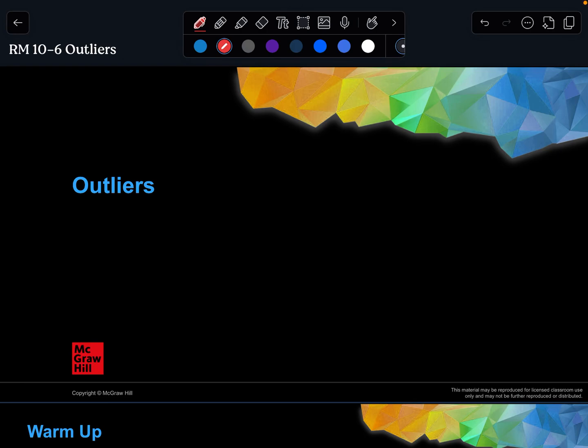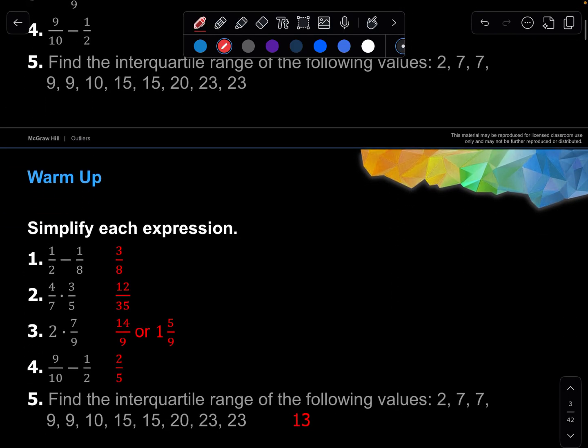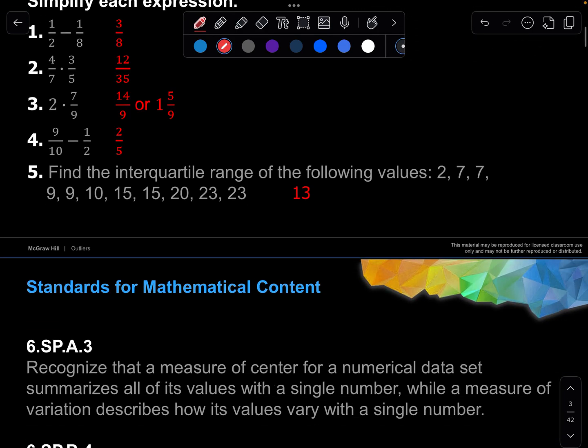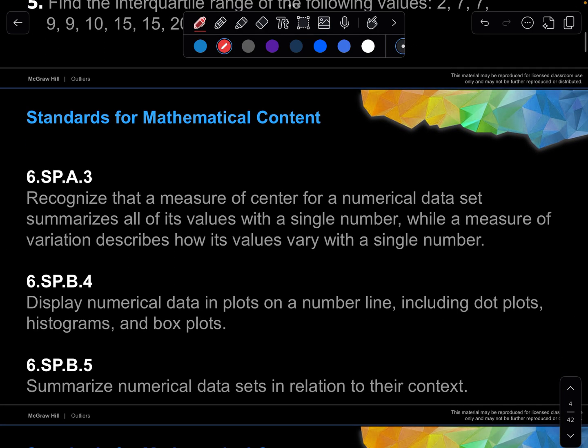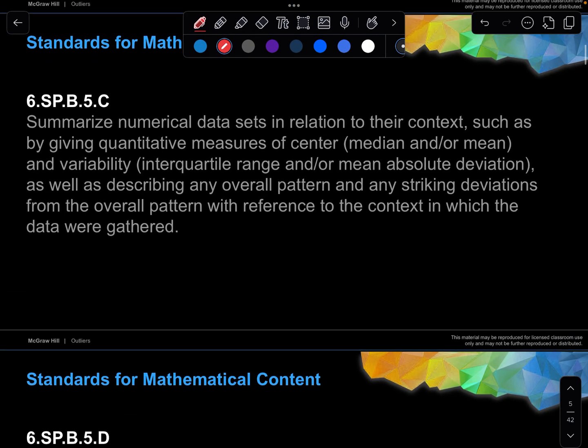Today's lesson is lesson 10.6. This is on outliers. This is part of our unit on statistics. This is on page 575 of your Reveal Math textbook. As usual, I want you to pause and do the warm-up on your own, and I'll share the solution for you to double check. And also pause and read the standards for mathematical content that we'll be addressing in this lesson, as well as mathematical practices.